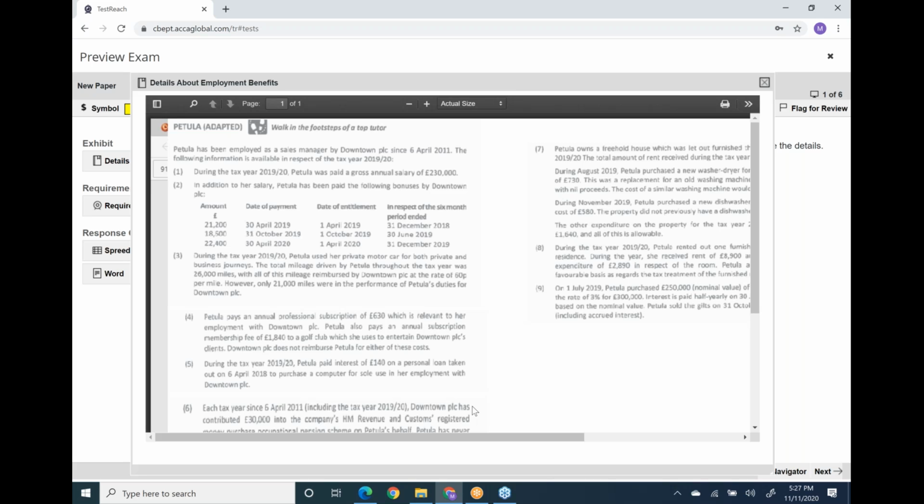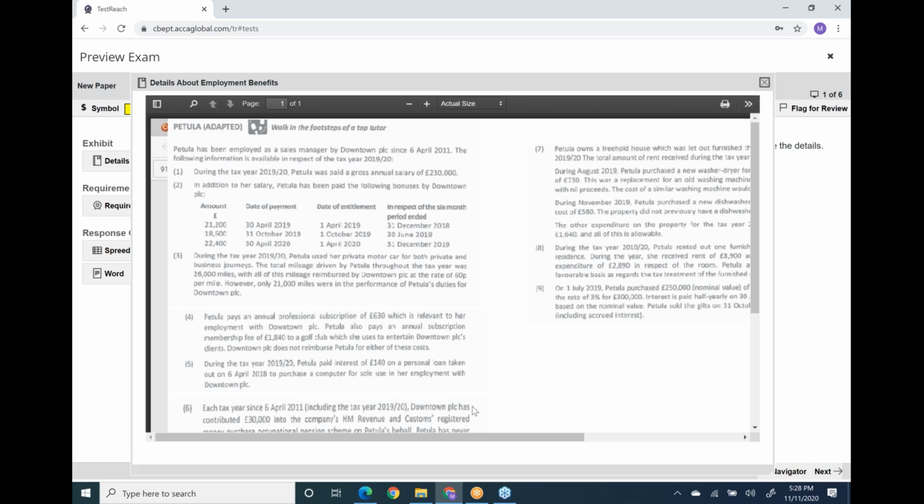The second point: in addition to her salary, Petula has been paid the following bonuses by Downtown PLC. Now, for bonus, as she's not a director but a normal employee, there are very simple rules. Just write the two dates. Number one, the entitlement date, when you are entitled to that bonus, and number two, the receipt date, when you actually receive that bonus. Whichever date is earliest, check in which fiscal year it lies. You have to pay tax on the bonus in that same fiscal year. So just two dates, and the earliest.